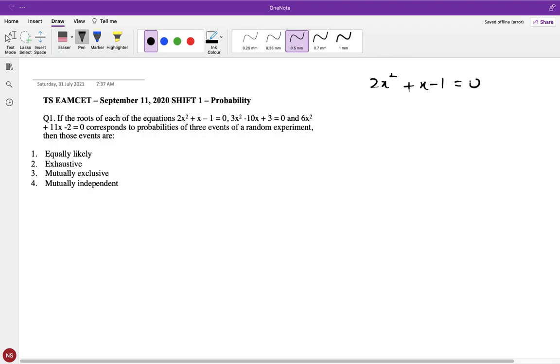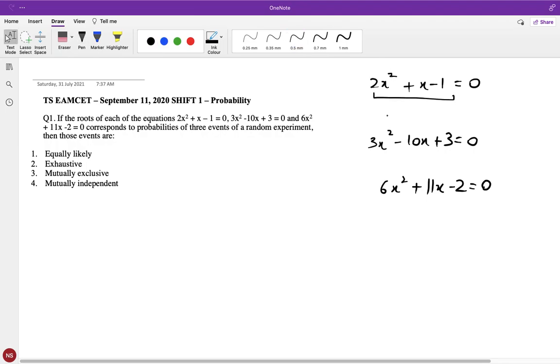plus x minus 1 is equal to 0, 3x square minus 10x plus 3 is equal to 0, and 6x square plus 11x minus 2 is equal to 0. And these equations have roots which give the probability for the three events of a random experiment. But we know that a quadratic equation usually has two roots. So how is it working in this case? You have to think, maybe I will solve the equations first and then I will try to analyze what's going on.